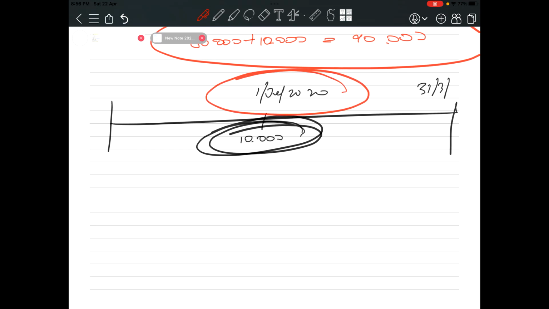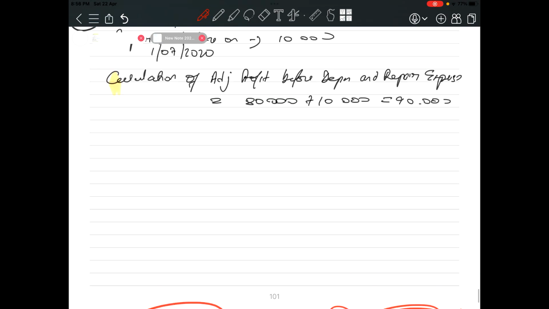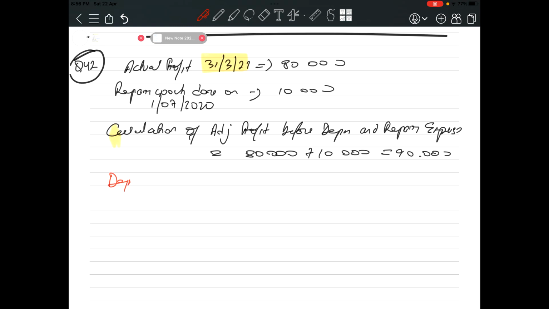Now for your understanding, you can assume that I had purchased machinery worth 10,000 rupees. I would have obviously charged depreciation for this period. So I am doing the same. In this case, now let's see depreciation. We'll calculate depreciation on this 10,000.